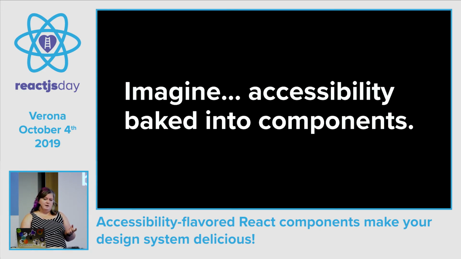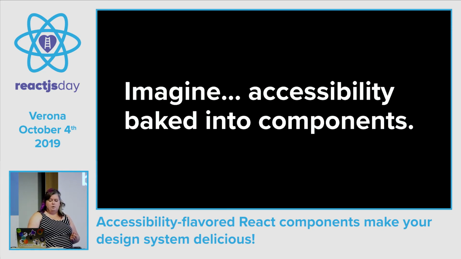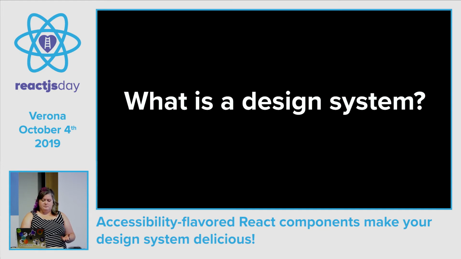But imagine if you had accessibility baked into components that you could use. So your developers can do their jobs. Also, I want to go back for a second. So another thing that's important about a design system, well, we'll get into that in a minute. I digress. So we want accessibility baked into components, but what is a design system?